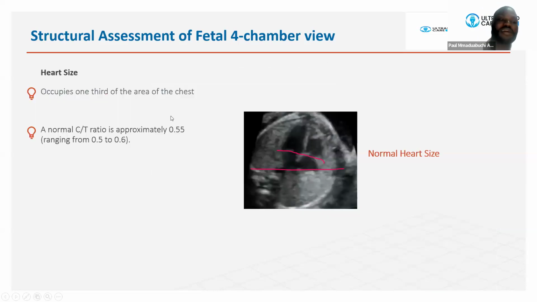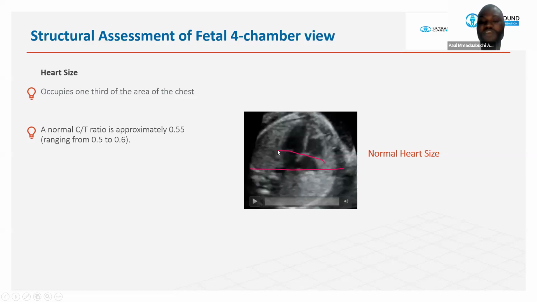Okay, so when it comes to the heart size, it is very important that we understand that the fetal heart occupies one third of the chest, and the heart lies on the left side of the chest. In assessing, when the image is in motion, you could visually say that the heart is enlarged, not enlarged, or smaller than normal. However, when it is not possible to visually judge, you can use measurement in two ways.